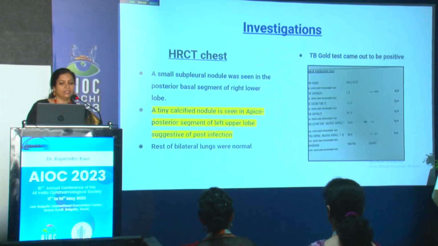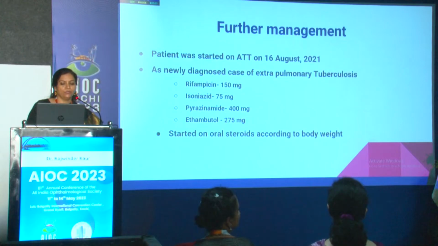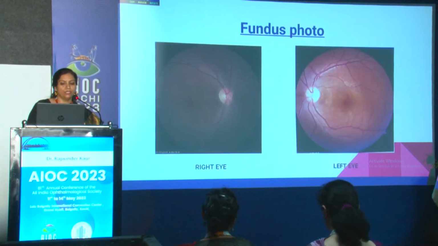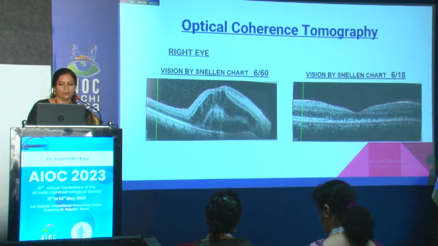HRCT chest showed a tiny calcified nodule in the apico-posterior segment of the left upper lobe, suggestive of post-infection. The patient was given a diagnosis of ocular tuberculosis and advised to start anti-tubercular treatment after consulting the physician. The treatment was started along with steroids, and we can see the improvement in the fundus picture. In the OCT, resolution of the bleb and the hyperreflective material over the RPE is noted.